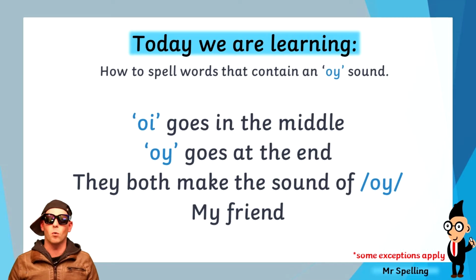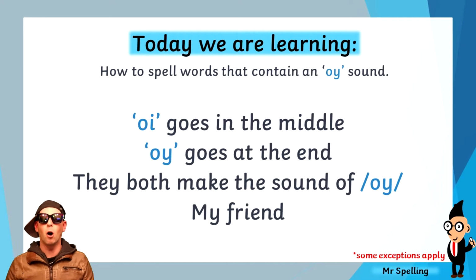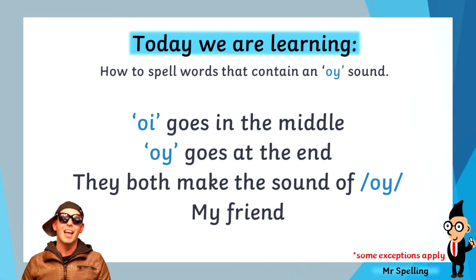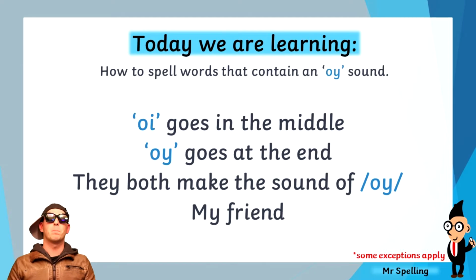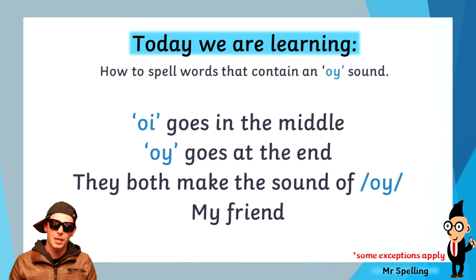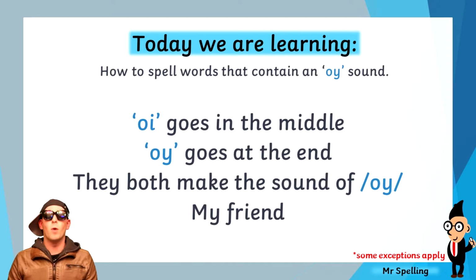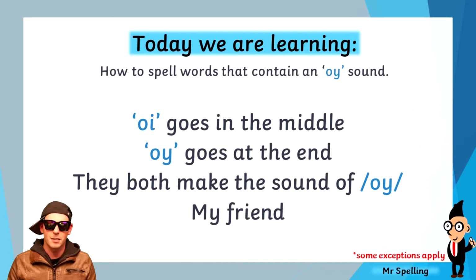Can you say it with me? OI goes in the middle, OY goes at the end. They both make the sound of oi, my friend. And because this is a Mr. Spelling rule, and I want to make sure you never ever forget your spelling rules, we have put the spelling rule to music. So our spelling rule with music goes like this.